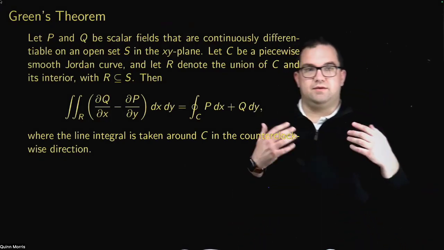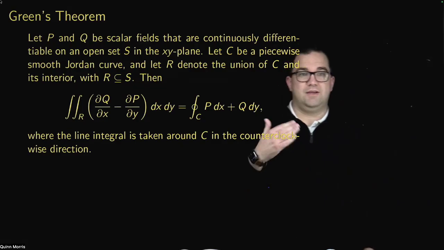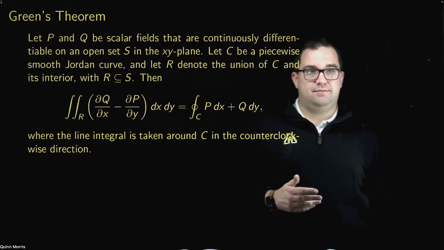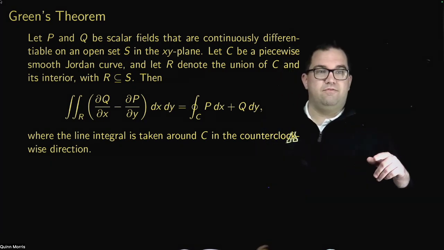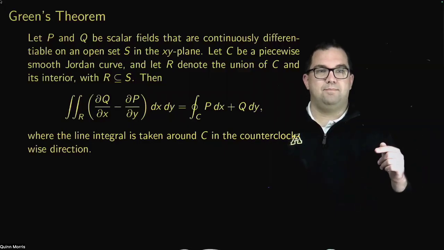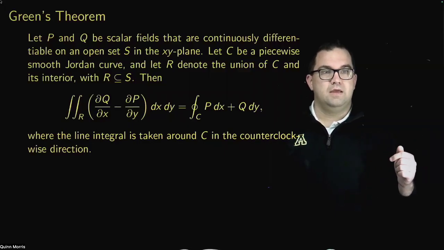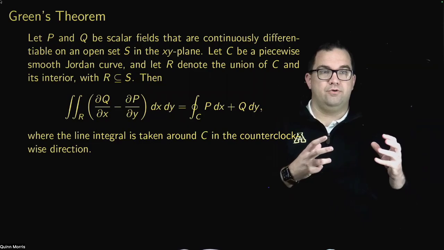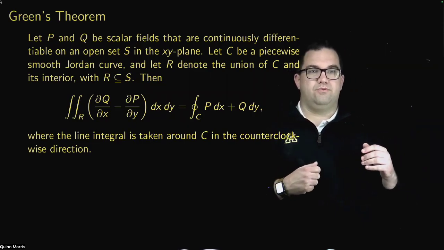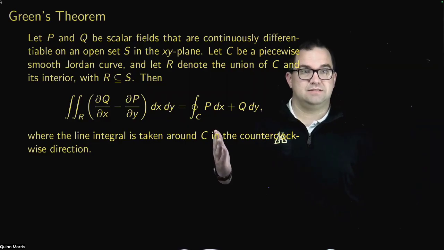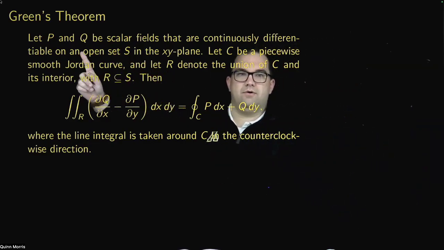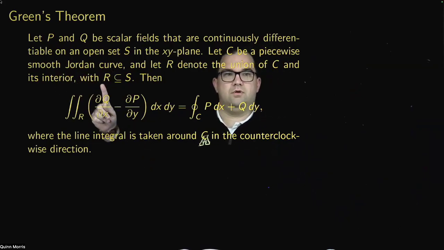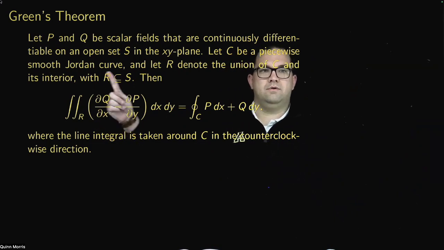All right. So again, we need conditions on many of these things. For example, we need P and Q to be scalar fields that are continuously differentiable on some open set S in the xy plane. We need the boundary of S, which we call C, to be a piecewise smooth Jordan curve. And we want to let R be the union of C and its interior, with R being contained inside of S. So again, the set where these are differentiable: basically, we're making sure that these things are differentiable on R.